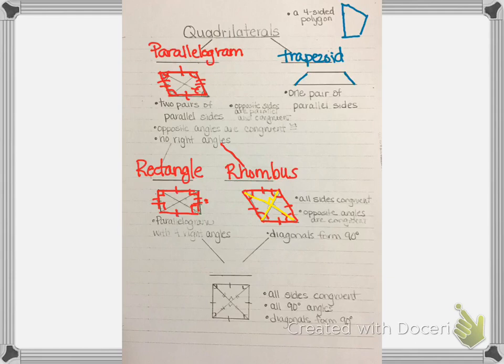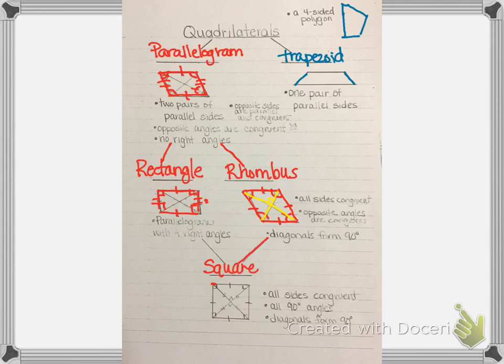Could we call a rhombus a rectangle? No, because a rectangle has four right angles. Could we call a rhombus a quadrilateral? Yes, because it's a four-sided polygon. Now, if we take a parallelogram that has opposite sides parallel and congruent, two pairs of parallel sides opposite and congruent, and we throw in right angles like a rectangle, and we throw in four congruent sides like a rhombus, we would end up with a square.